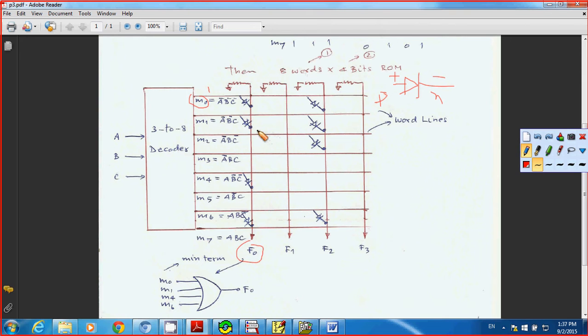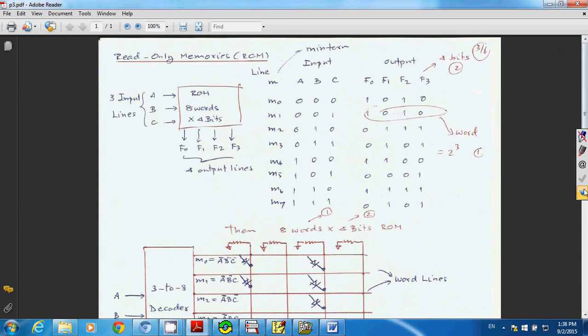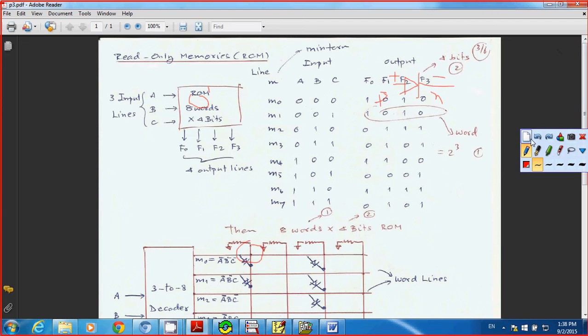And also F0 has M1, so you need to connect M1 to F0, and you need to connect M4 to F0, and then M6 to F0. So that's why you have M0 and then M1, 0, 1, 4, and 6. That's why I have the output for F0 like this. And you do the same thing, right? If you take a look at, let's say, F3.